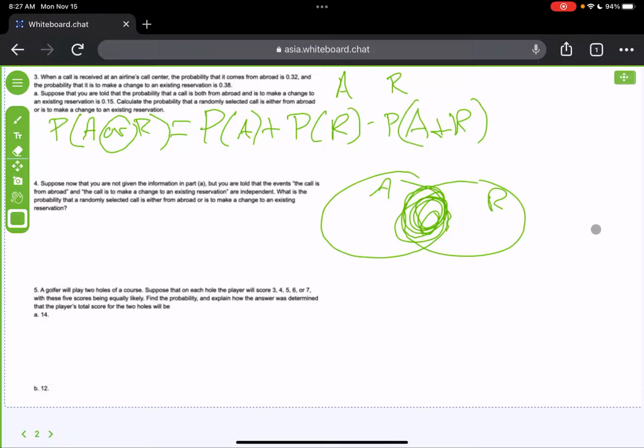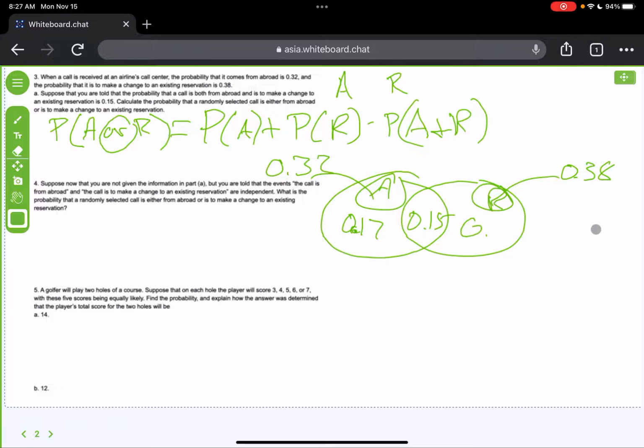Okay? So, let's look at it. Remember how I always take A and pull it out, R and pull it out. A was 0.32, R is 0.38, and then it told us that the center part here is 0.15. So now I'm going to have to subtract that from 0.32, because that's included in that. So when you do that, you should get 0.17, and over here you would get 0.23.